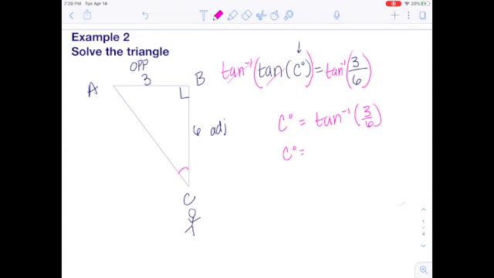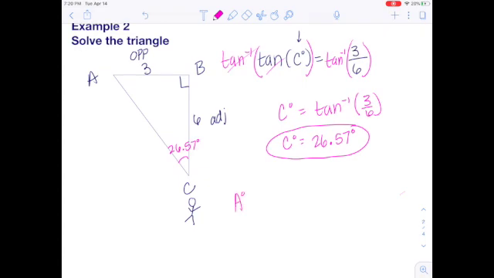So your C degrees I get as, and remember you're going to hit second tangent and you'll get that tangent inverse function, and then enter 3 divided by 6 and you get 26.57 degrees. We'll drop that in. And to find angle A, similar to the last problem, we're going to take 90 and subtract your 26.57, and that gives you an angle A of 63.43 degrees.